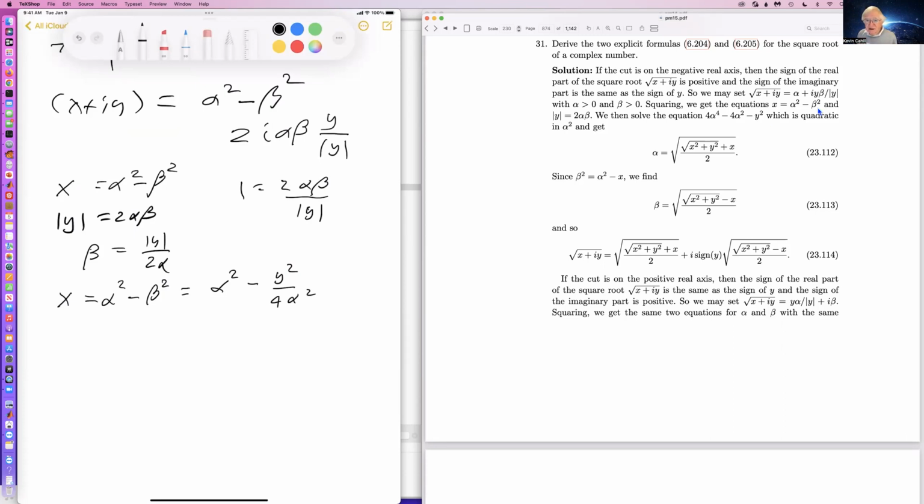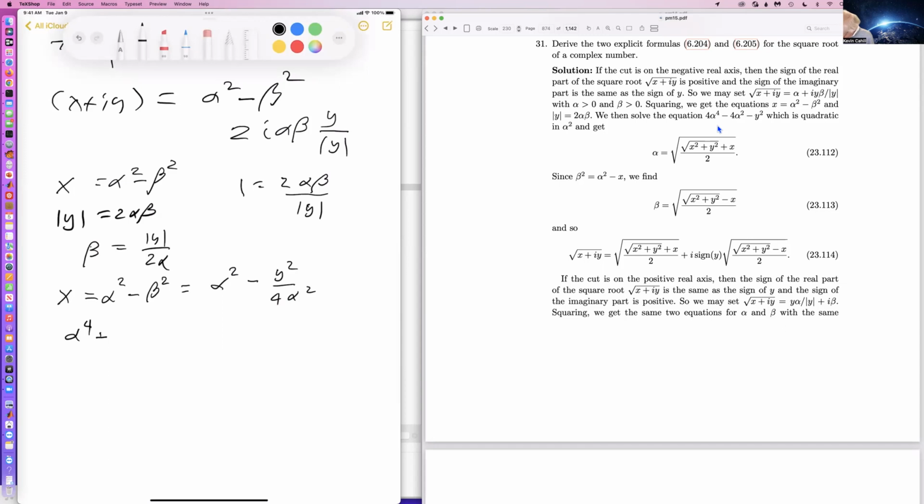Somehow I am missing something here. I thought this was just obvious and straightforward, and I'm a little confused. Somebody may see what I'm doing wrong. Multiplying through by alpha squared, we have alpha to the 4th, that's a minus, so let me just fix this last thing, minus x alpha squared minus y squared over 4 equals 0. So that's the equation I'm getting. God, that's no use at all, is it?